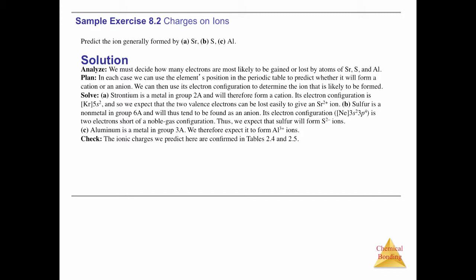Aluminum is in group 3A, and we expect it to have a +3 cation charge. You can also check these charges in your textbook in tables 2.4 and 2.5. Practice exercise. Predict the charges on the ions formed when magnesium reacts with nitrogen.